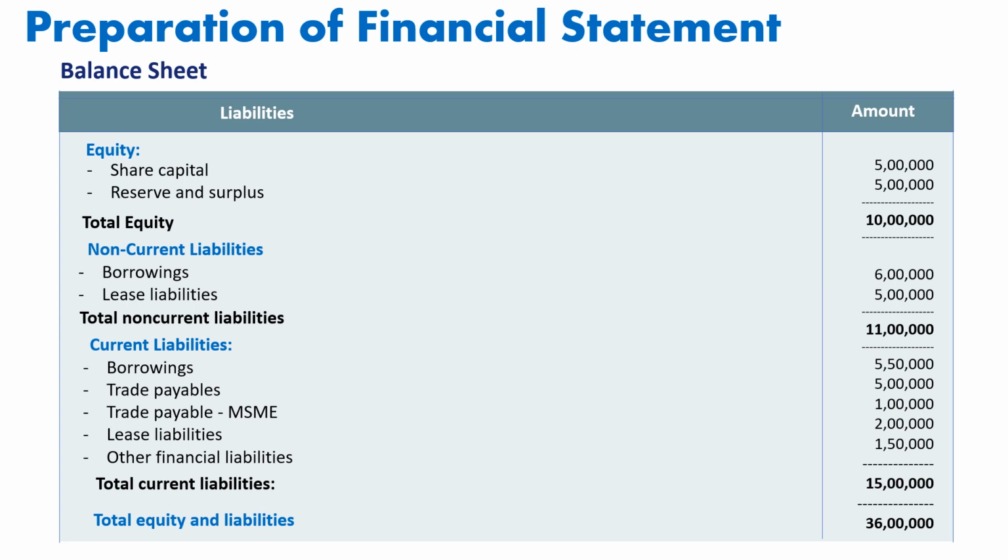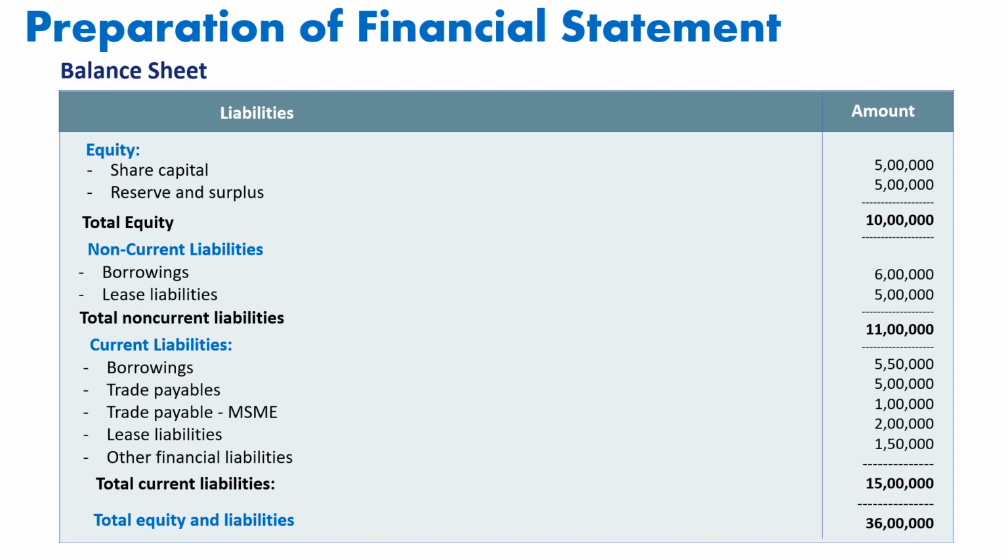Now coming to the liability side, you have equity, share capital, and reserves and surplus. This is generally called the net worth of the company. So total equity you will have after adding up your share capital and reserves. Then you will have non-current liabilities, similar to non-current assets. That means liability which the company is going to pay after 12 months and not to be paid immediately. So you may have borrowings, which may be long-term borrowing. Lease liability which you are going to pay after 12 months will be classified here. Then you will have total non-current liabilities.